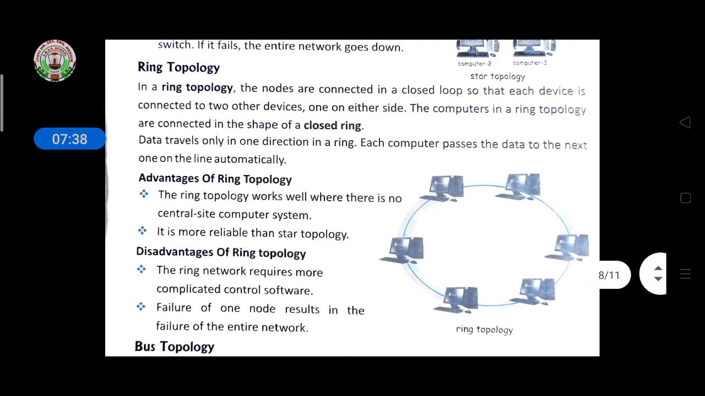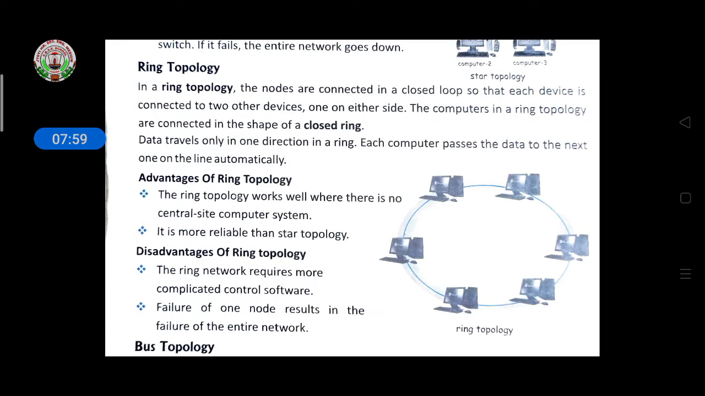Then come to the ring topology. See the picture here, ring topology. In a ring topology, the nodes are connected in a closed loop so that each device is connected to two other devices, one on either side. The computers in a ring topology are connected in the shape of a closed ring. See the picture given here. All the computers are connected in both directions.